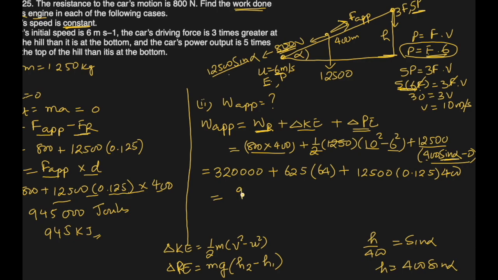What I'm getting here is 985000 or 985 kilojoules. Little more than what we got earlier. What next?